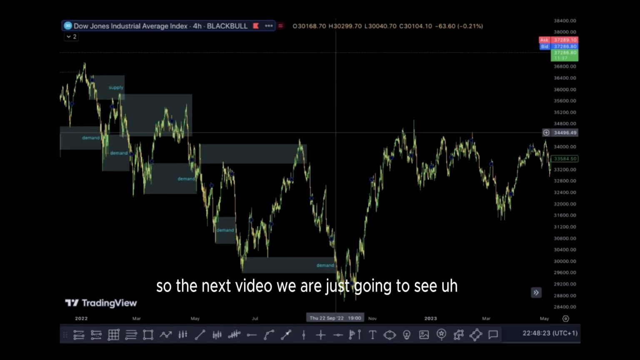So in the next video we're just going to see the selections of demand, what really build a demand, what really make a valid demand or a valid supply zone. So which we are going to just check in depth. We are going to check deep down there and see where is a valid supply zone and where is a valid demand zone. Which one is good for us to mark out?